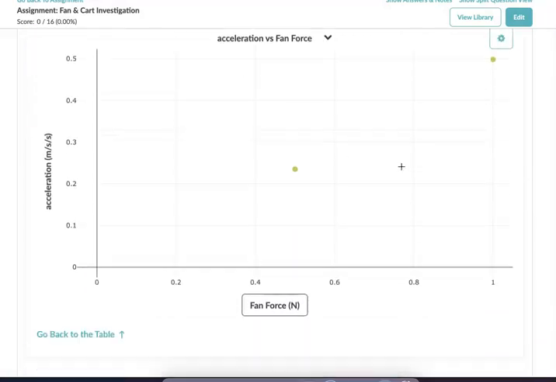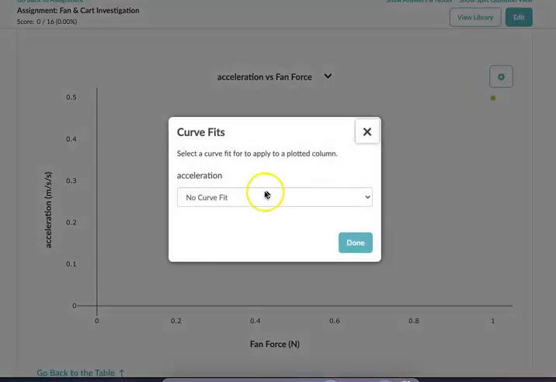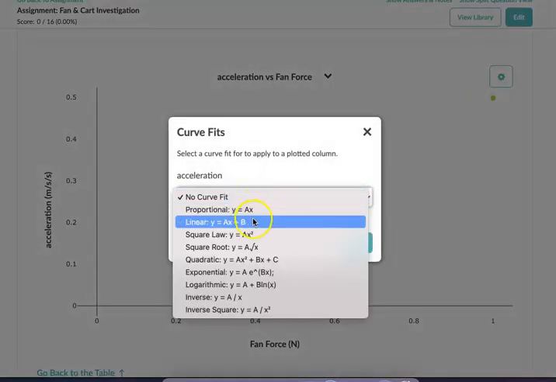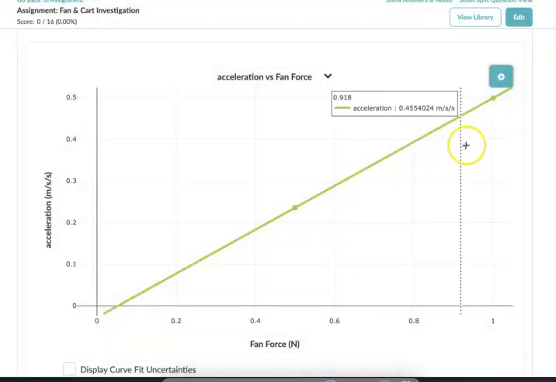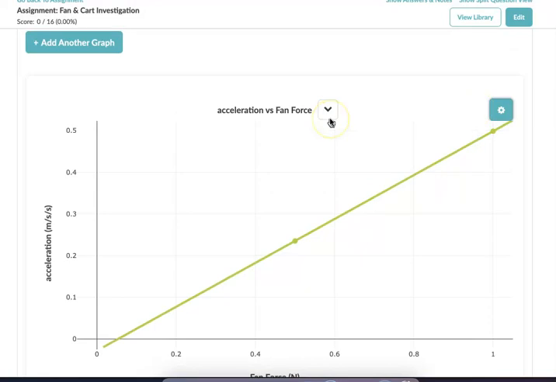And then you'll want to make sure that you include a curve fit. In this case, it's going to be pretty obviously linear. And you'll show this, and it should show an equation, and you'll use this to answer the rest of the questions.